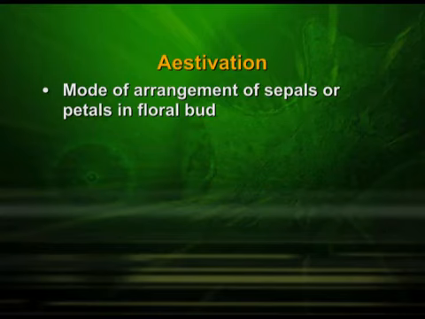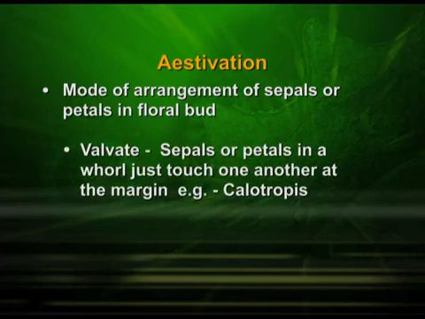The mode of arrangement of sepals and petals in a floral bud is called estivation. There are different types of estivation. Valvate estivation. In this, the sepals or petals in a whorl just touch one another at the margin. That is, the sepals and the petals will touch one another at the margin.